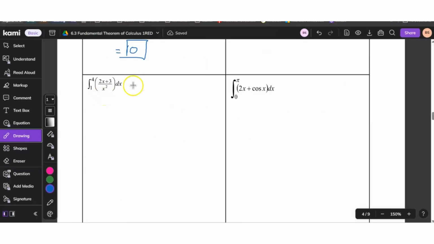All right, for this next one, we're going to rewrite this first as the integral from 1 to 4 of 2 over x, so 2x to the -1, plus 3x to the -2.